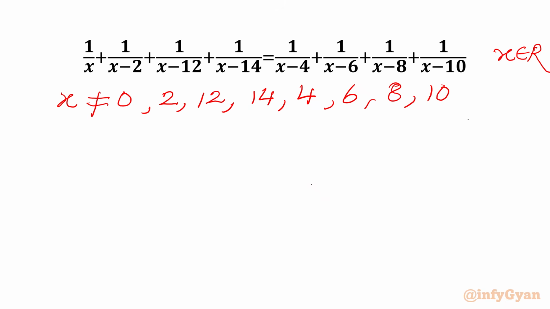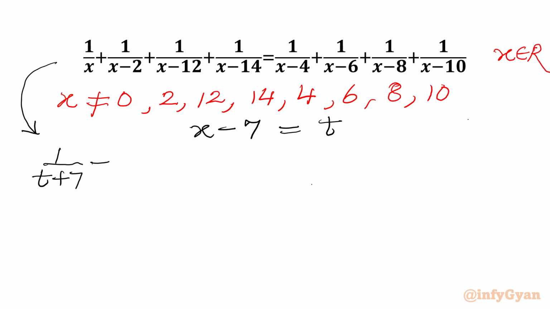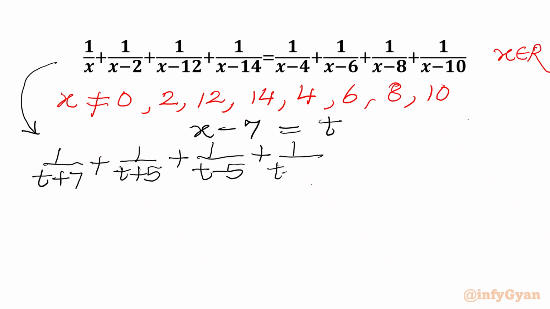Now we will use substitution. Let us say x minus 7 equals t. So our equation will convert into variable t. We will write 1 over x, which is t plus 7. So 1 over t plus 7. Then we have 1 over x minus 2 will be 1 over t plus 5, plus 1 over x minus 12, 1 over t minus 5. And 1 over x minus 14 will become 1 over t minus 7.